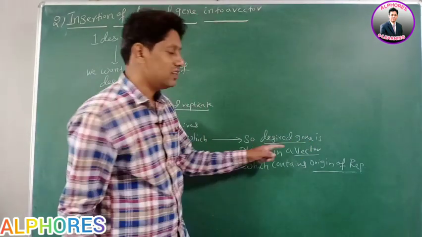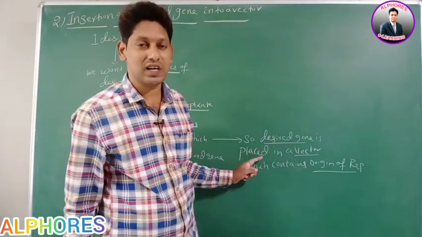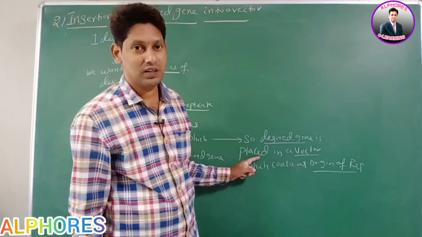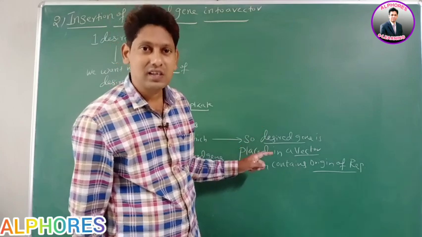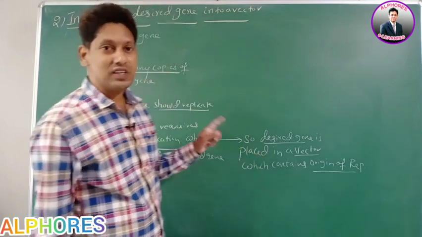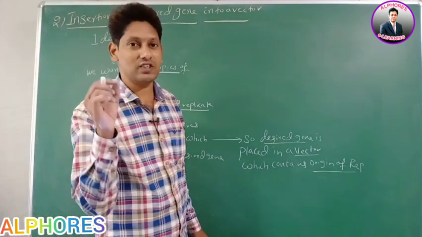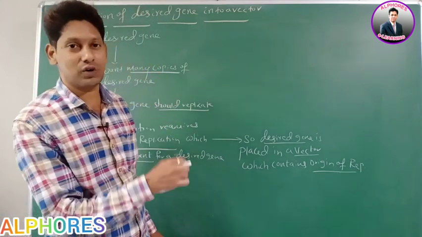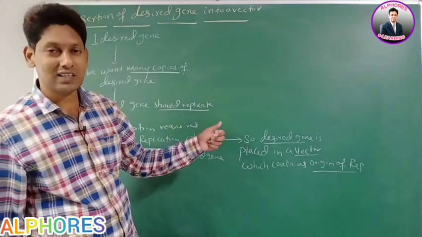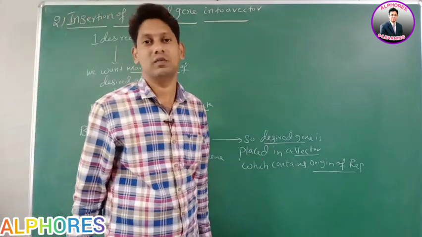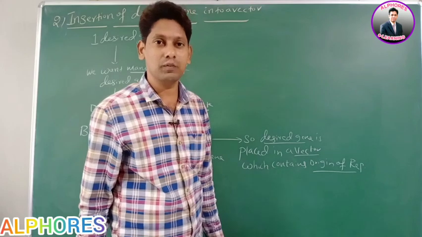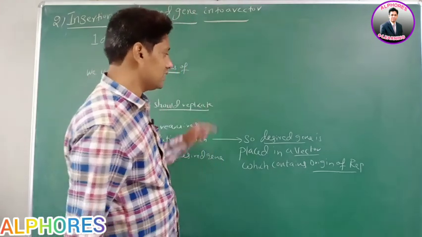The desired gene. It means along with the vector, the desired gene also replicates. If the vector replicates, the desired gene replicates. If the desired gene replicates, we get many copies of the desired gene. It means what is cloned? The desired gene is cloned. So can we call this the gene cloning process? Yes. Which process? Gene cloning process. Is it okay?